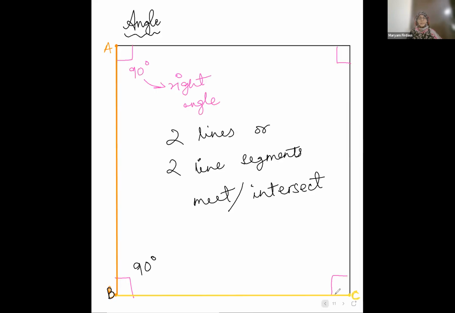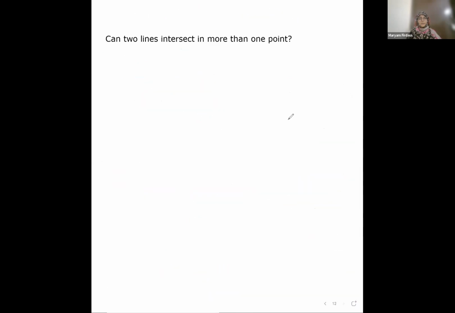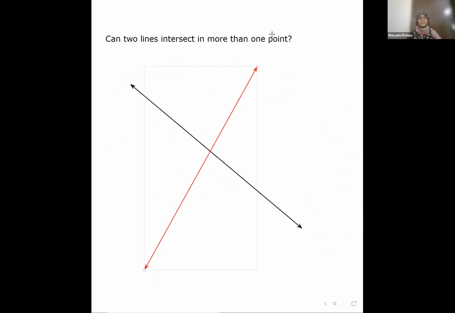For example, let me show you how lines intersect. Okay. So let's say this is one line and this is another line. And the point at which they are intersecting, let's call it point O. Okay. Now, can you look at this question and tell me, can two lines intersect in more than one point?